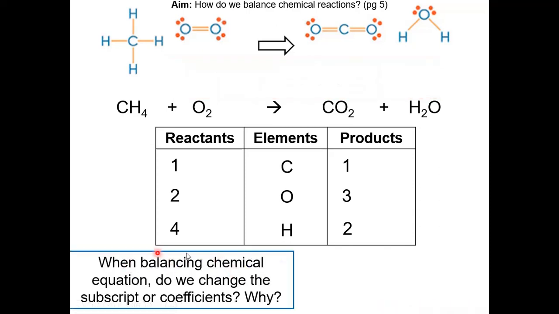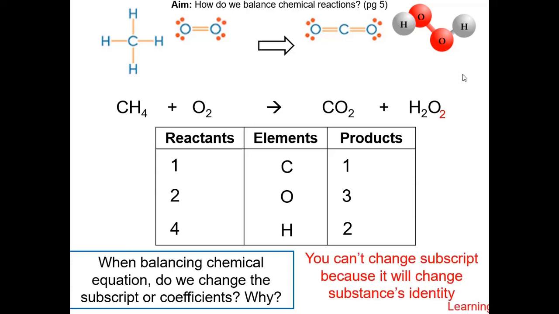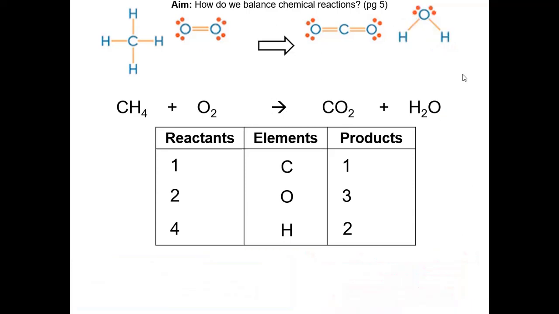When balancing a chemical equation, do we change the subscript or coefficients and why? Let's say we change the subscript, we added 2 next to this oxygen. What happens here? This is no longer H2O, but H2O2. This is hydrogen peroxide, which is a different substance than H2O. So we cannot change the subscript because if we do that, we change the substance identity. We can only change the coefficient.